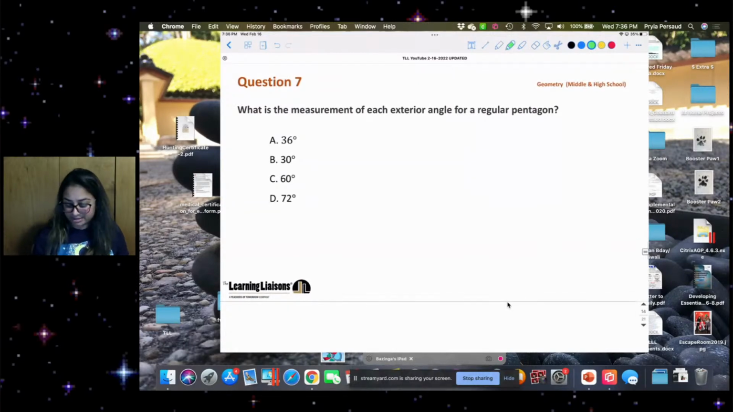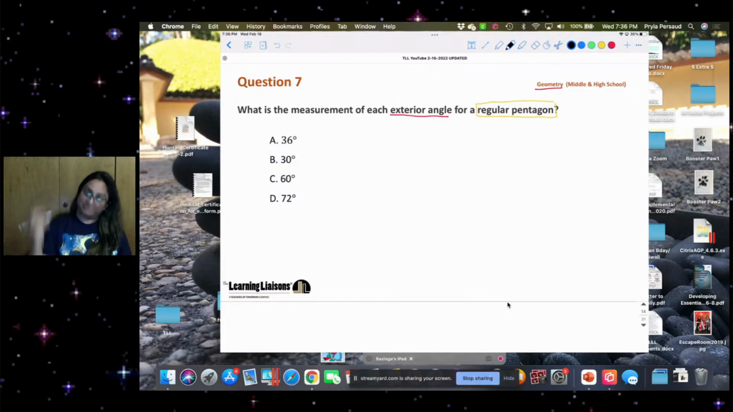All right, number 7. Number 7 is a geometry problem. So let's read. It says, what is the measurement of each exterior angle for a regular pentagon? Okay, well, I need to know about exterior angles, and I need to know what a regular pentagon is. So before we jump into the problem, let's just do some memory, right?